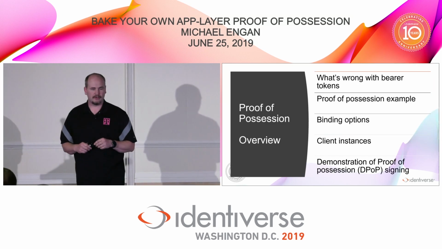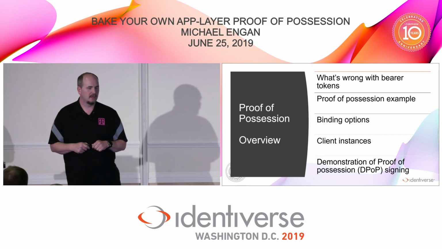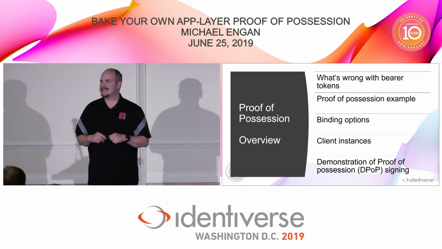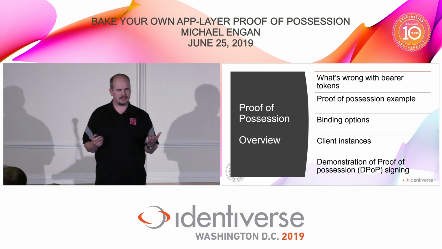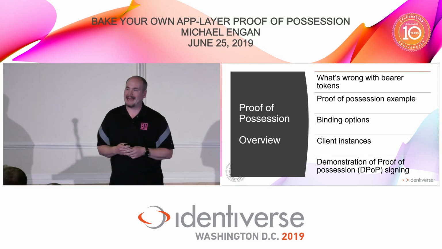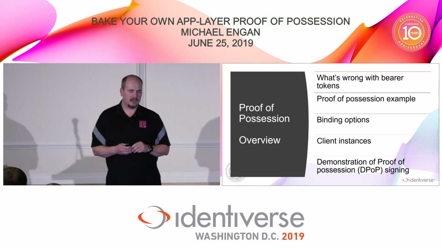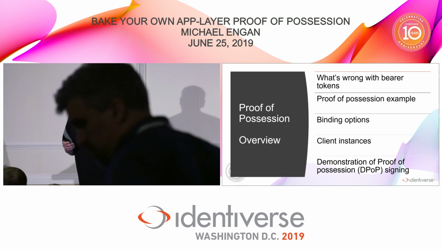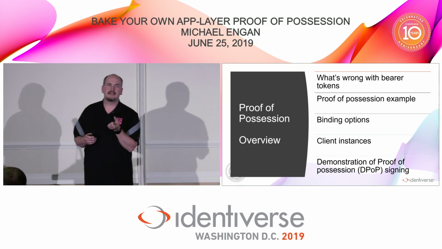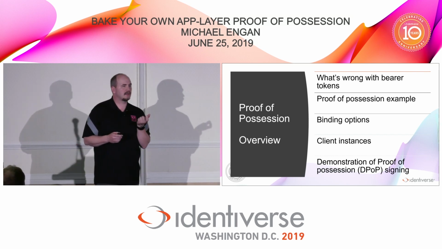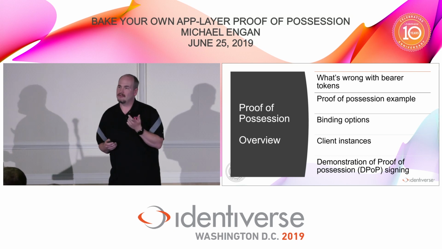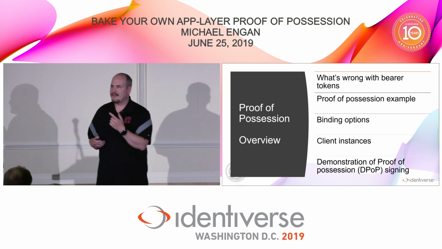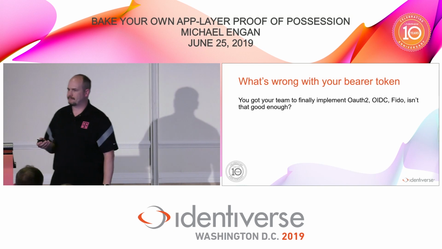So I'm going to walk you through what's wrong with bearer tokens. A basic proof of possession example for those that aren't familiar with it yet, that haven't attended any of these sessions. I'm going to cover some binding options that have been looked at. And then I'm going to get into a little subtlety around client instances and the difference between a singular client versus client instances and how that impacts a binding flow. And really, those two are really tied together. And then I'll get into the DPoP spec.